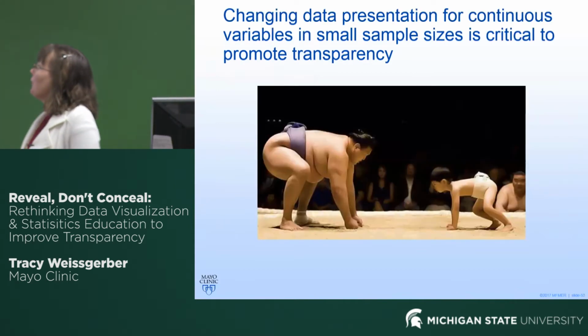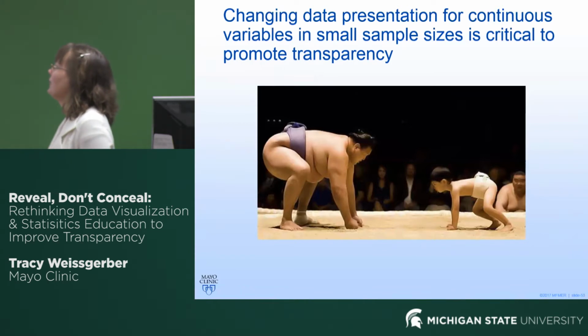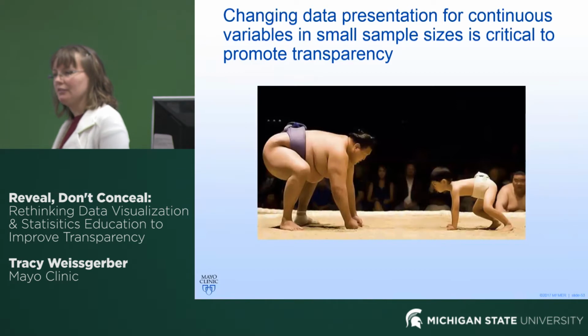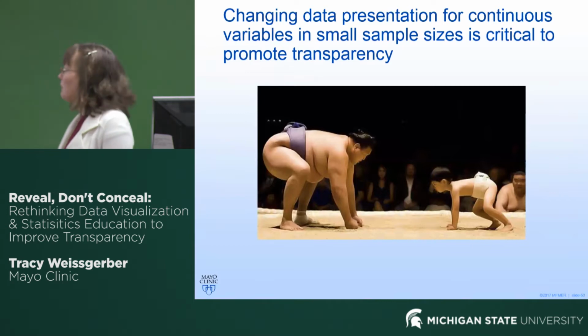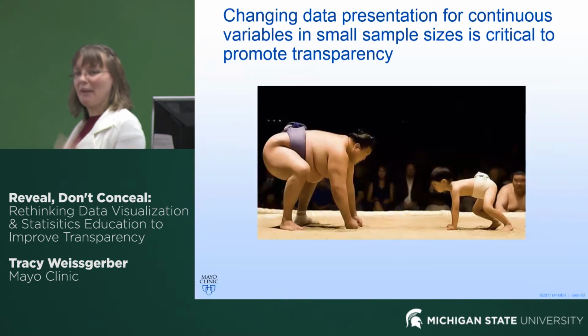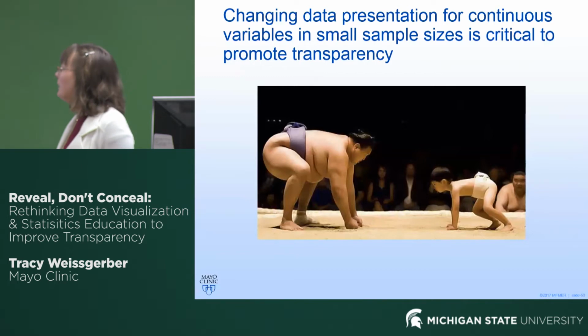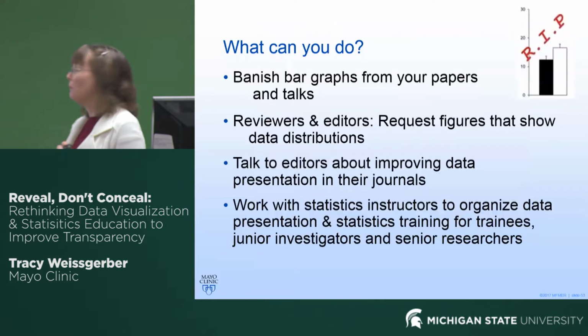Okay, so I just want to emphasize that changing data presentation for continuous variables in small sample size studies is really critical to promote transparency. So right now we have the bar and line graphs, and then we have everything else. And we would like to switch this around. So we would like figures that show the data distribution, that are clear and transparent, to be the standard, and this is the bar and line graphs. And I would appreciate the help of everyone in this room in continuing to move that process forward.